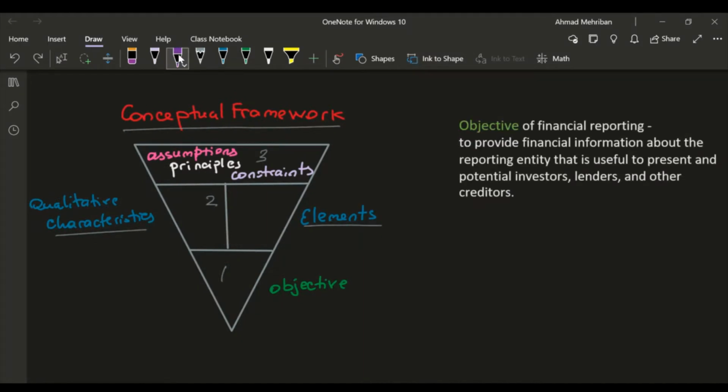The very first level of the conceptual framework is the objective. And that is what we already know. The objective of financial reporting is to provide financial information about a reporting entity that is useful to present and potential investors, lenders, and other creditors for decision-making purposes. That is the part that explains why we are preparing financial reporting, the purpose of financial reporting.